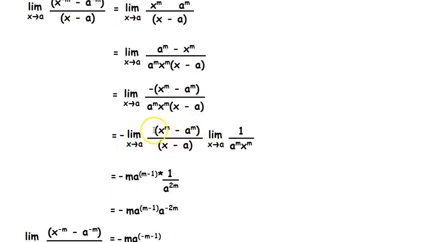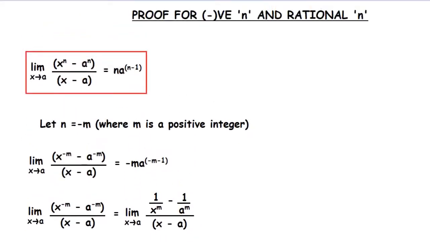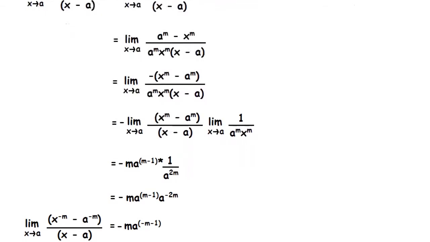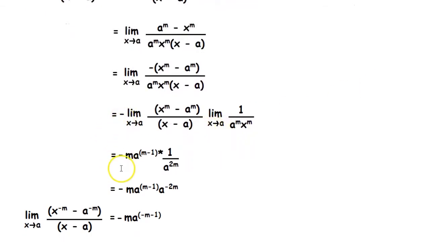Now we can see that this is in our theorem form. It is in this form, x to the power n minus a to the power n divided by x minus a. So we can use this to substitute for this. So that will be this minus into m into a to the power m minus 1. For this we use our direct substitution. So that will be 1 over a to the power m into a to the power m. So that is 1 over a to the power 2m.